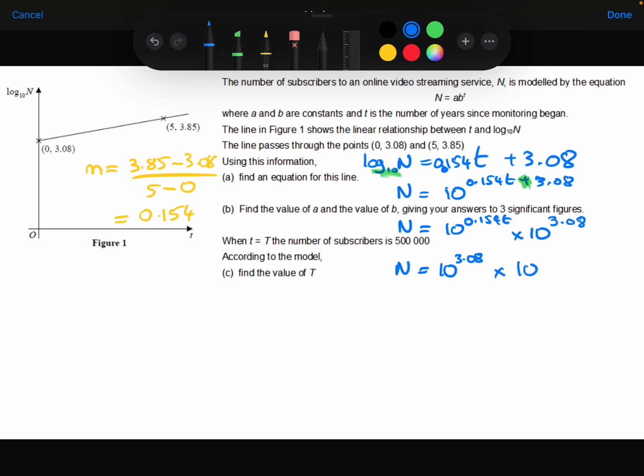And the other thing I'm going to do is this term here. I want that to look like the b to the power t. So I'm going to think of that as this is my b to the power of t. And this is my a. I've got the a, b to the power t.